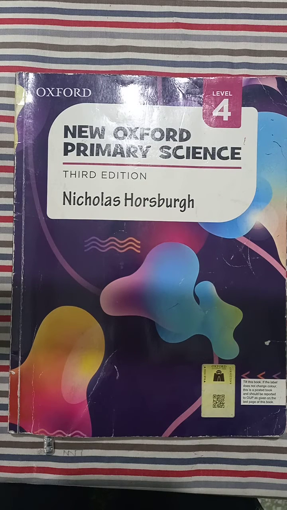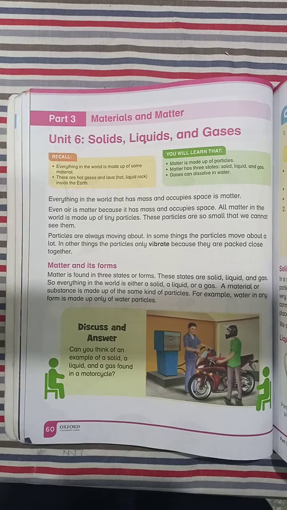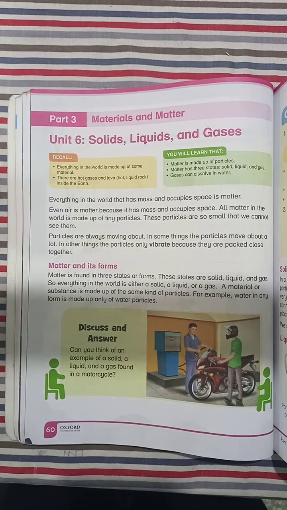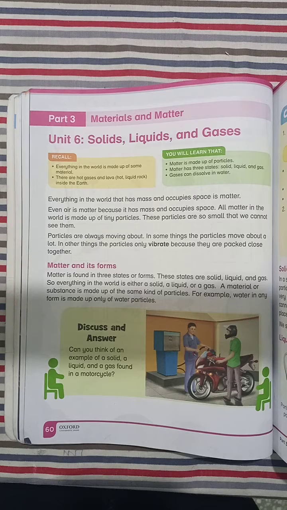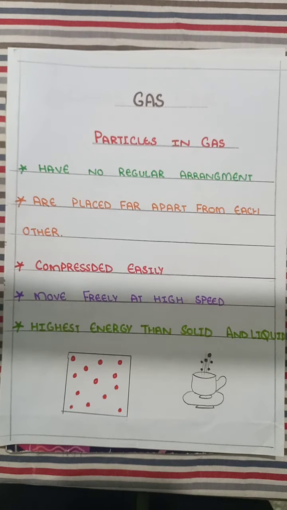I am your science teacher with today's sample lecture of Zoom online class of level 4. In the previous lecture we started our new unit number 6, solid, liquid and gases, and studied matter and the three states of matter. Today we will study gas, which is the third state of matter. How are the particles arranged in gas? The tiny particles are called atoms.